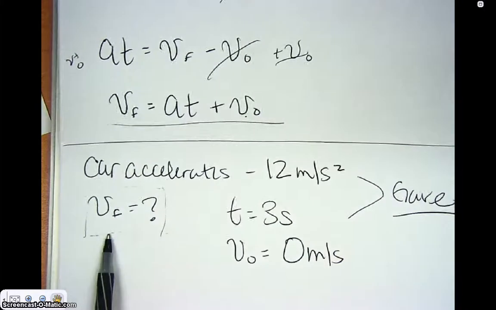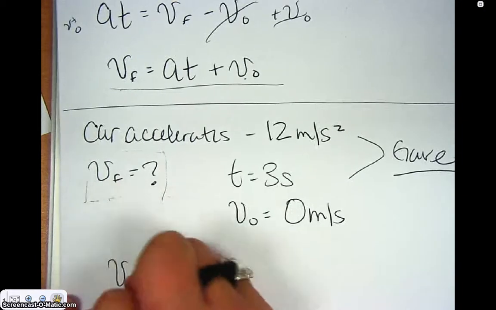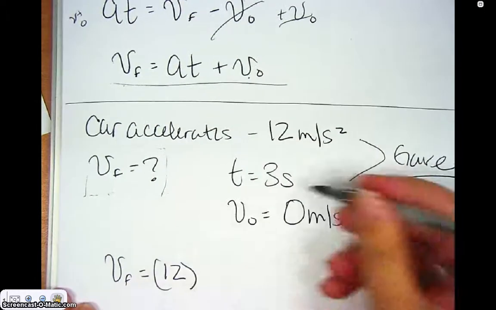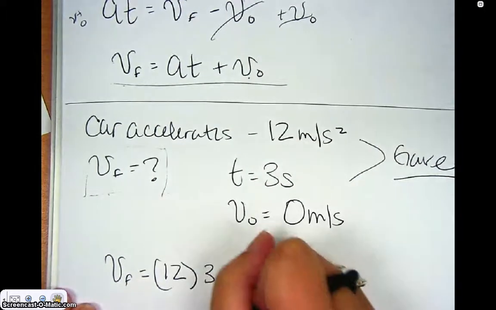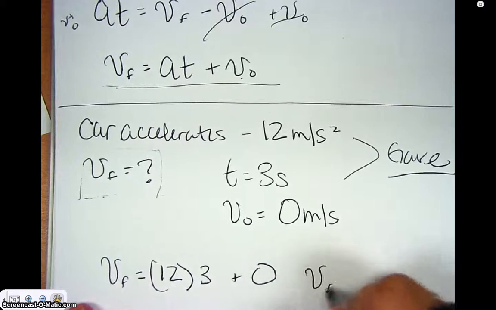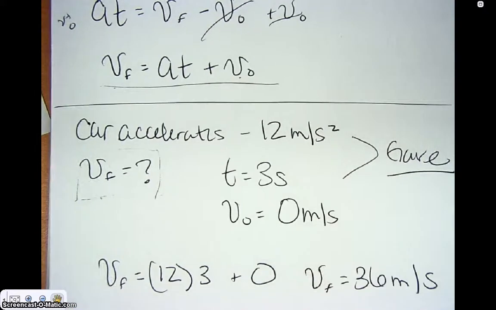So then I would just solve for v final, and I would say v final is equal to acceleration, 12, times time, 3, plus 0. So in that case, after 3 seconds, that car is going to be going 36 meters per second.